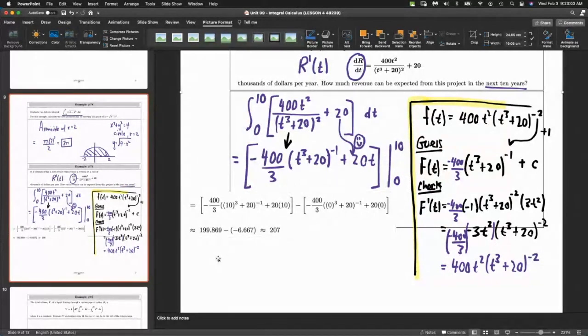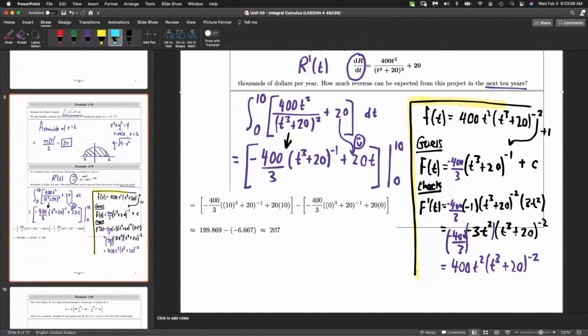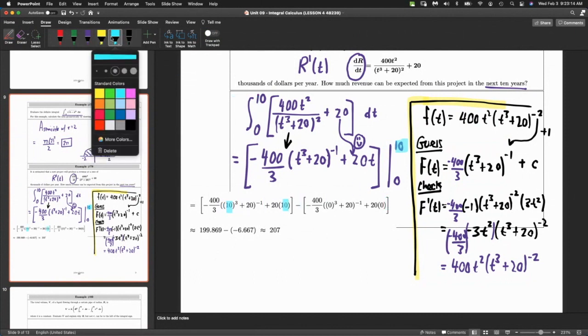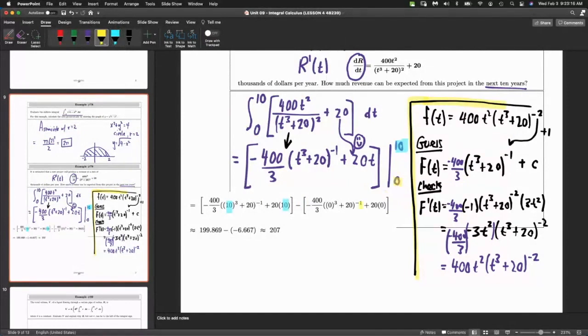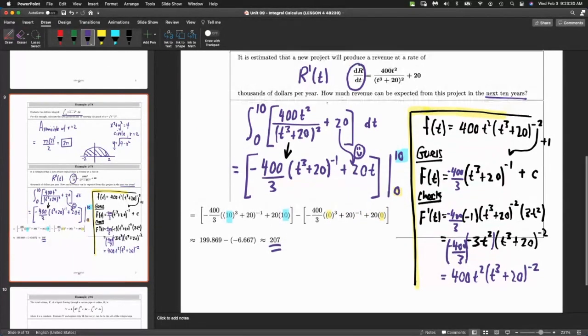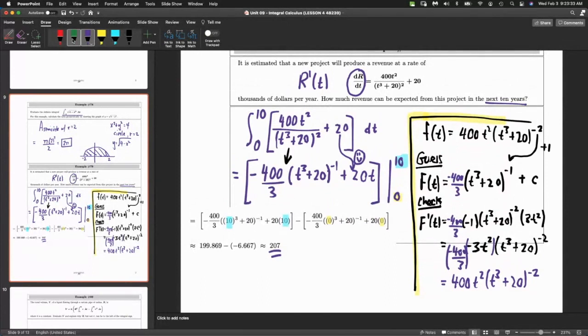As you can see, it's just a lot of plugging in. So what I did was, I'll annotate it so it's clear. I put 10 in. See, there's 10. And then I put 0. There's 0. And then I clean it up and we're done. So eventually you're going to get 207. Now the question says that it's thousands of dollars per year. See that, thousands of dollars per year? So the final answer is going to be $207,000.